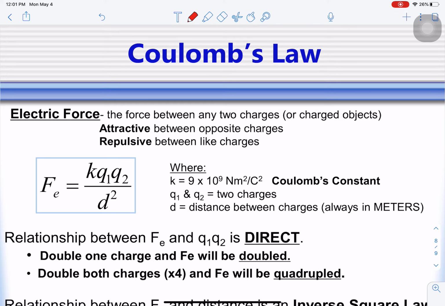Now, breaking down the actual formula itself, Fe is the electrical force. K is Coulomb's constant that was discovered. That's 9 times 10 to the 9th. You may see 8.99 times 10 to the 9th, but I'm okay with you using just 9 times 10 to the 9th. Q1 and Q2 are the two charges. Remember, they can be positively charged or negatively charged. And D is the distance between them. So Fe is equal to K times Q1 times Q2 divided by D squared. If you remember, this looks exactly like the universal law of gravitation equation.